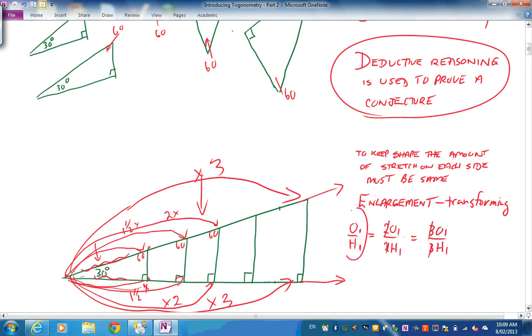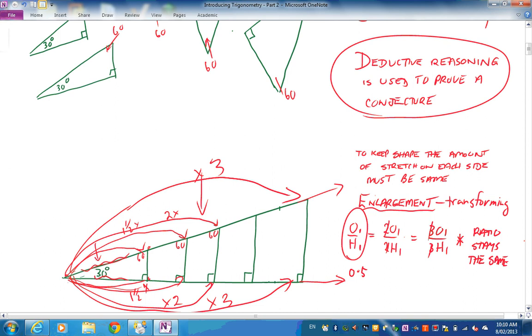The original ratio, if it's 0.5 for a 30-degree angle, for one triangle, no matter how big you get it, because they're all being enlarged in the same ratio, the ratio will stay the same, still at 0.5, because the sides are all stretched by the same factor. So the ratio stays the same. Now that's an informal proof.